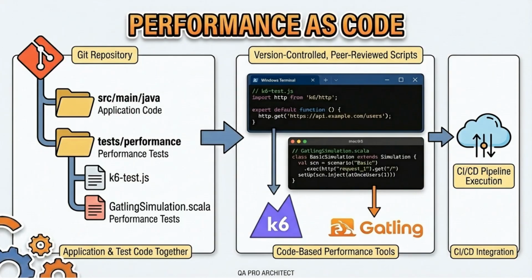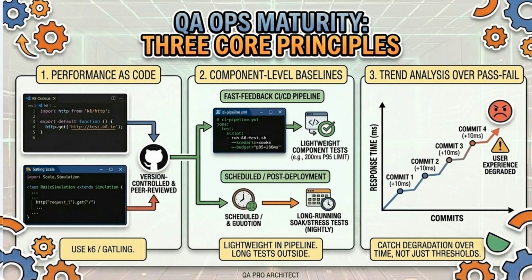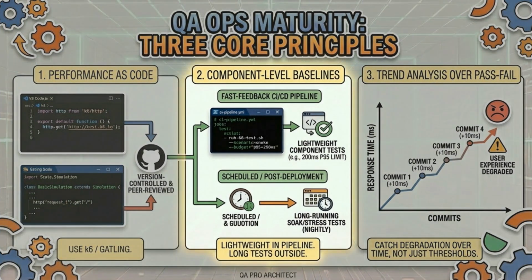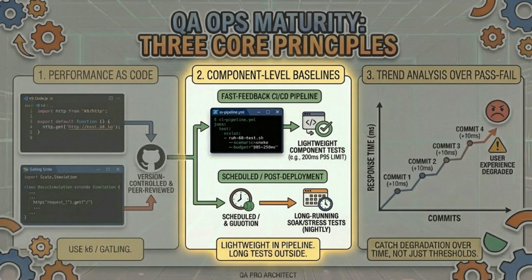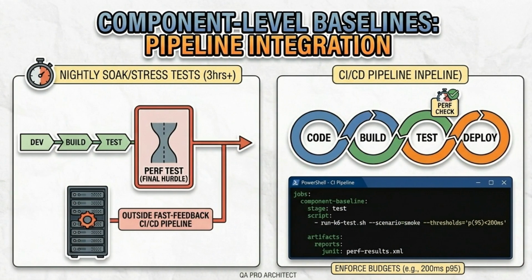Modern performance tests should be written in code using tools like K6 or Gatling. These scripts must live in the same repository as the application code, version controlled and peer reviewed. Second, component level baselines. You cannot run a 3-hour stress test or an overnight soak test on every single commit.